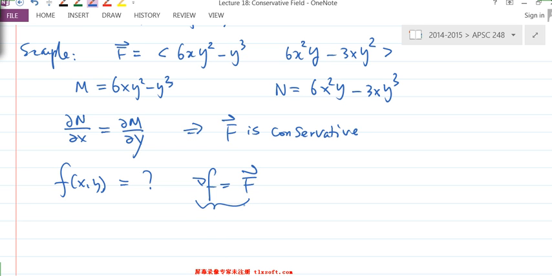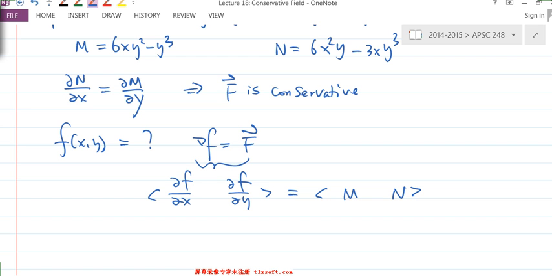Based on this relationship, we know that the gradient of f equals the vector field F. Gradient f equal to F means partial f over partial x, partial f over partial y equals M, N. Does that make sense? This vector equals this vector. So that means partial f over partial x has to be the same as M, and partial f over partial y has to be the same as N.